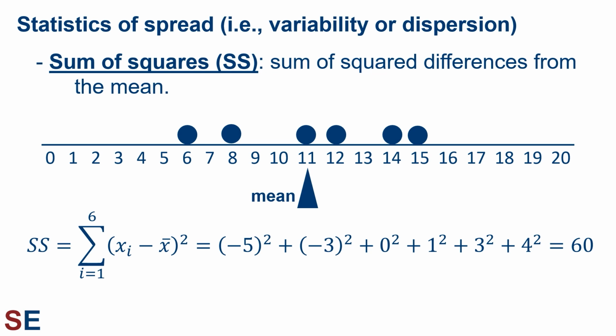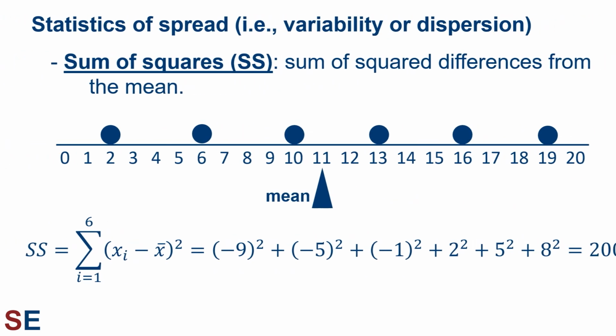So if we look at our data set here with 6 values, if we calculate the mean, we get an 11. So then our sum of squares is going to be looking at each of those 6 values and calculating the sum of the squared difference between each value and that mean. So that first value would be 6 minus 11, which is negative 5 squared. Second value would be 8 minus 11, which is negative 3 squared, and so on, and then we would add them all up to get 60.